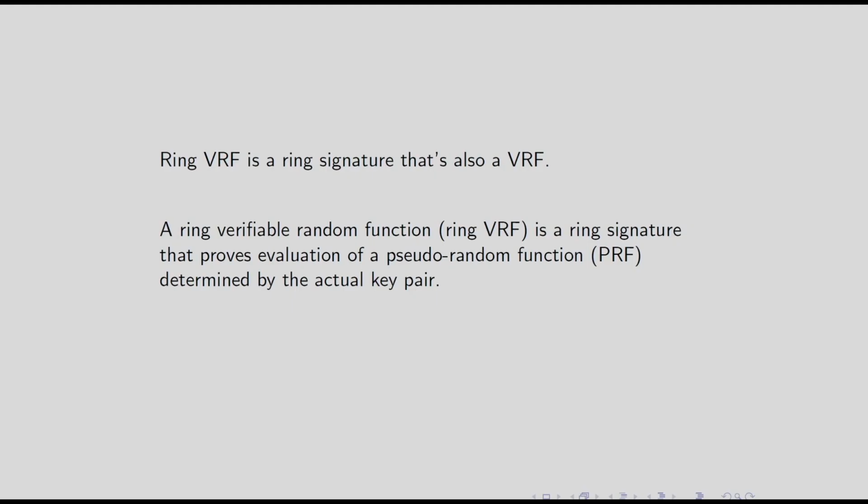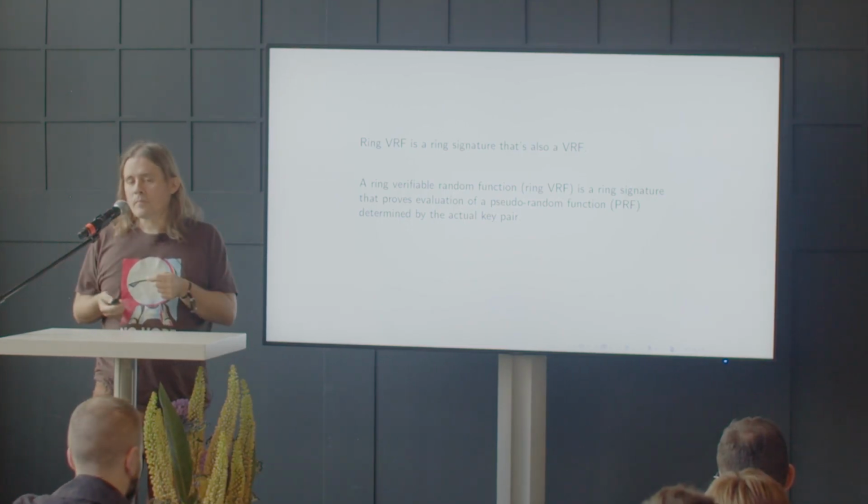Okay. So what's a ring VRF? It's simply a ring signature that also proves the evaluation of a pseudorandom function. So it's a ring signature that's also a VRF. That's it.